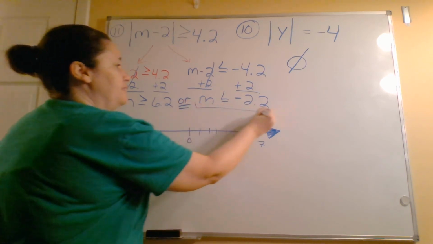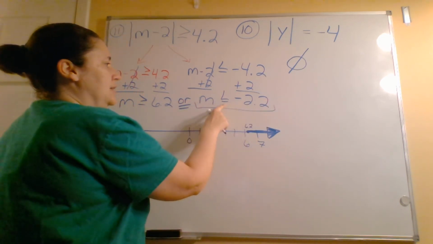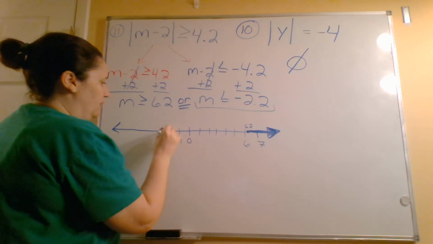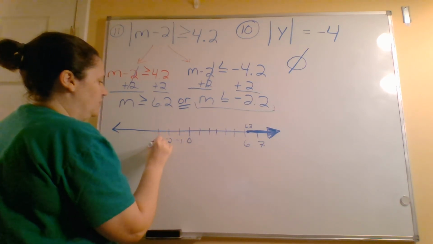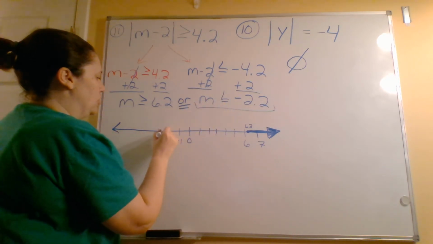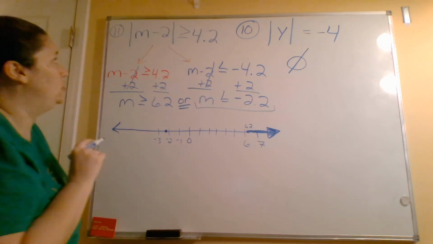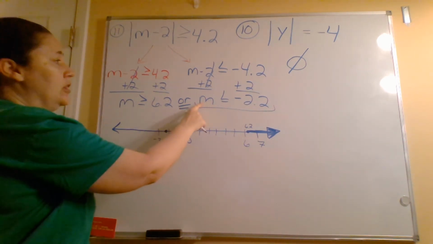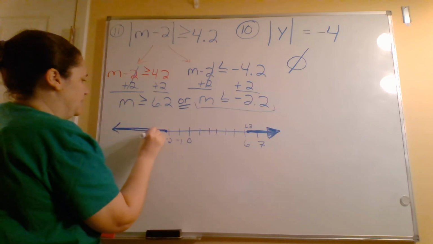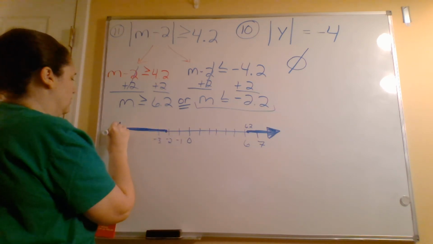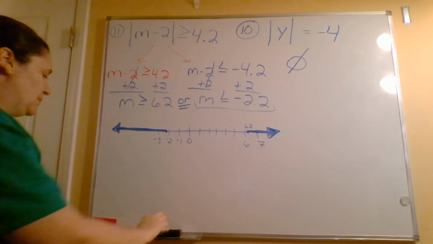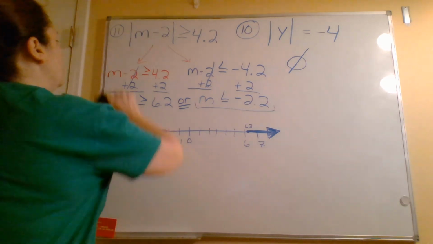We also have to graph this. M is less than or equal to negative 2.2. So let's find negative 2.2. Negative 1, negative 2, negative 3. Negative 2.2 is right here. I need a closed dot on negative 2.2. And I need all of the numbers smaller than negative 2.2. That is all of these numbers right here. That was number 11.